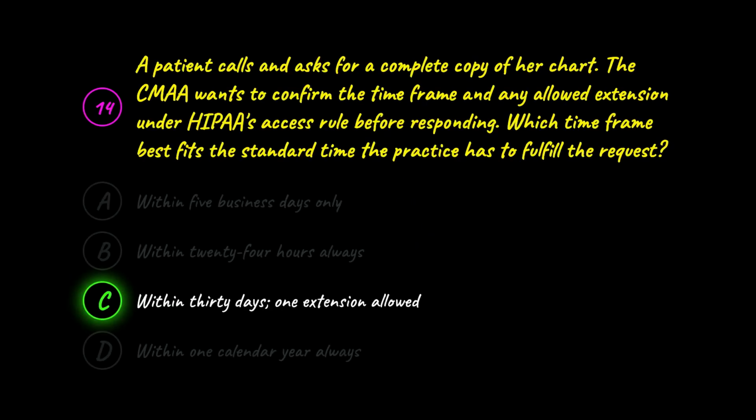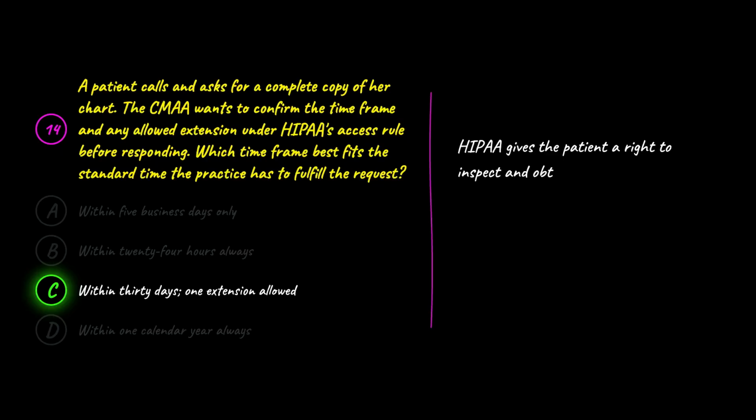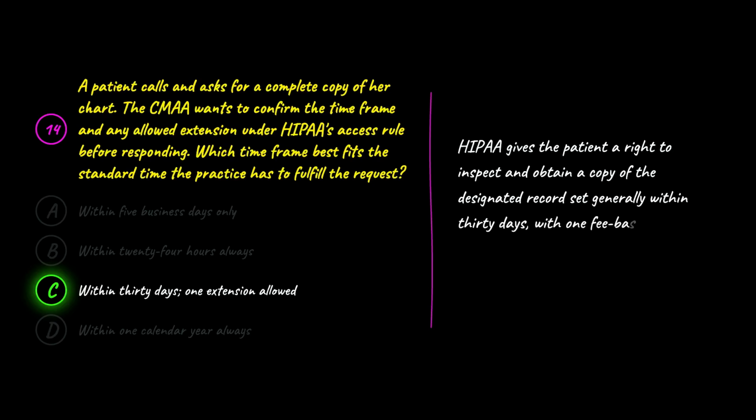The correct answer is C. Within 30 days, 1 extension allowed. C is correct because HIPAA gives the patient a right to inspect and obtain a copy of the designated record set, generally within 30 days, with 1 fee-based extension permitted, plus reasonable cost-based fees per applicable limits.